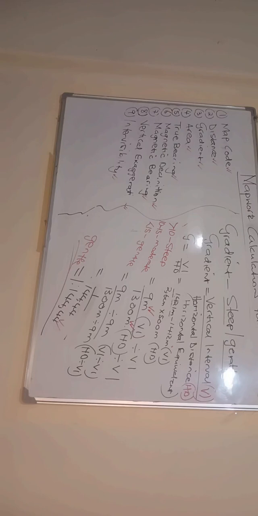So that is gentle, it's more than 15. That is the interpretation of your gradient. If it's less than 10, it is steep; 10 to 15 is moderate; above 15 means it's gentle. So the gradient there is gentle.